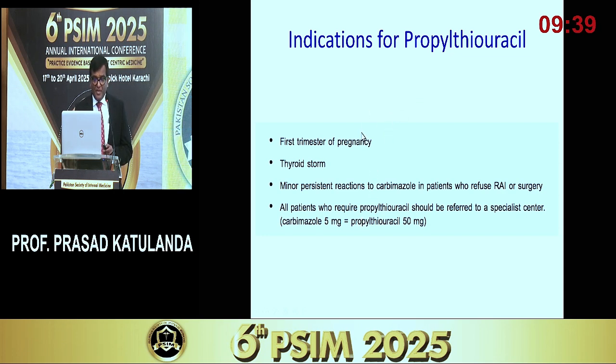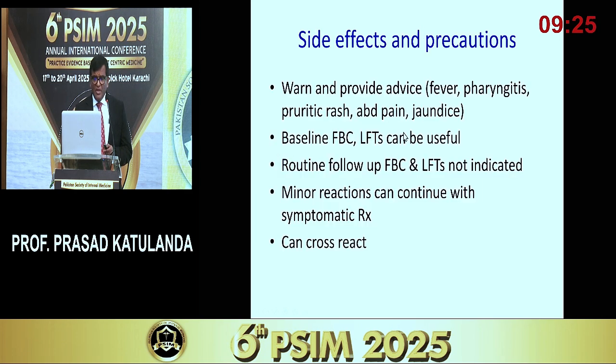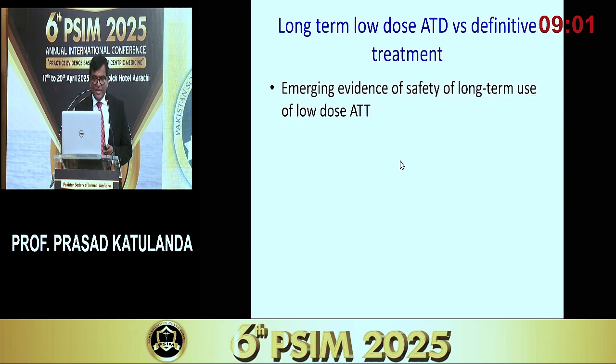For PTU, the specific indications are the first trimester of pregnancy, thyroid storm, and then people who are having minor reactions to carbimazole or methimazole, we might tend to use PTU. We need to warn patients about the side effects, how to identify them, and come back to us. Baseline tests can be useful because you know what had been there in the baseline, but not essential. Again, routine follow-up counts and LFT is not indicated unless there are problems. Minor reaction can continue with symptomatic treatment, and there can be cross reaction.